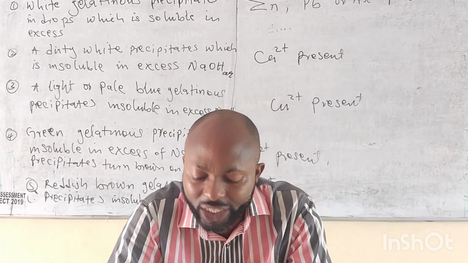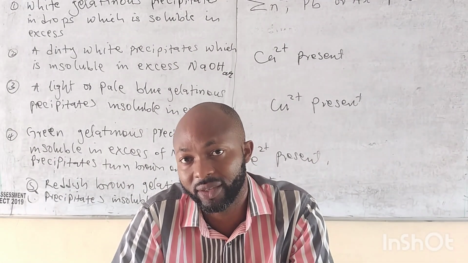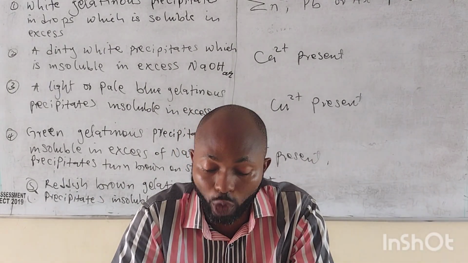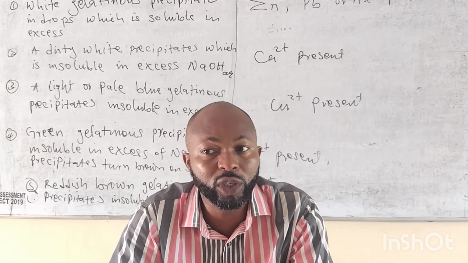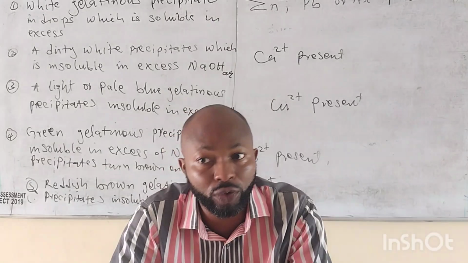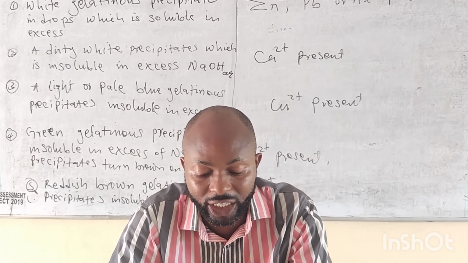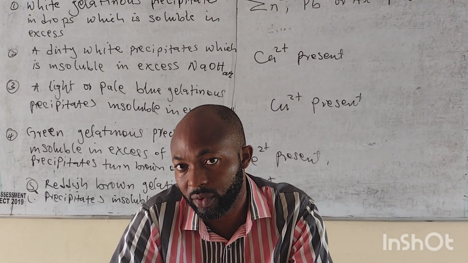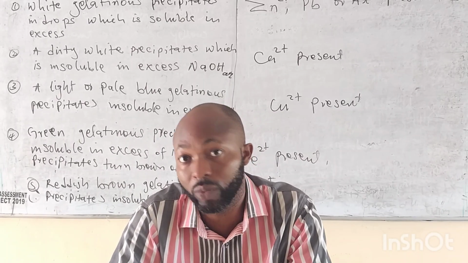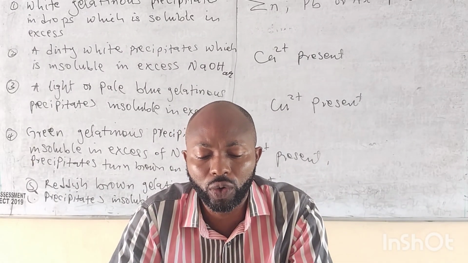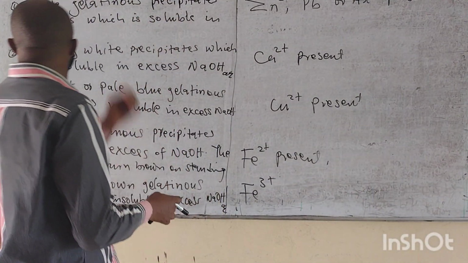Now, when no precipitate is formed, we have to warm. On warming, a gas which turns red litmus paper blue is given off. Blue litmus paper to red is acidic; red litmus paper to blue is basic. And that gas forms white fumes with concentrated HCl. The gas is ammonia. The only alkaline gas is ammonia. So the gas is ammonia from an ammonium salt. So an ammonium salt is present. So far, by that, we'll be able to identify what is given to us.